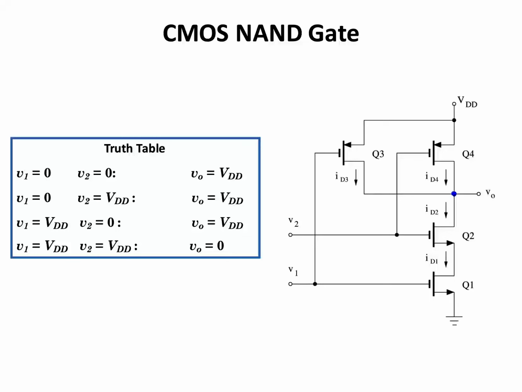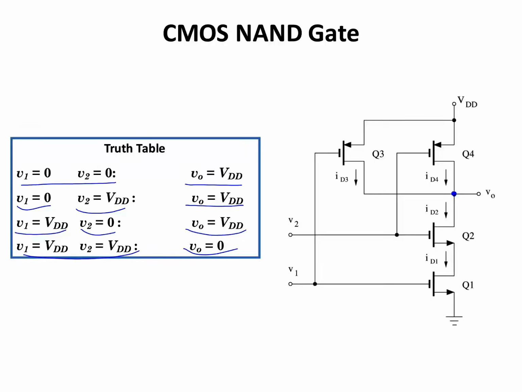So let's take a look at the truth table for two-input NANDs. When V1 and V2 are equal to 0, the output is going to be high, or VDD. When V1 is 0 and V2 is VDD, the output is high. When V1 is at VDD and V2 is at 0, Vout is at VDD. When both of them are high, the output is going to be low, equal to 0. So this is the truth table for the NAND gate.